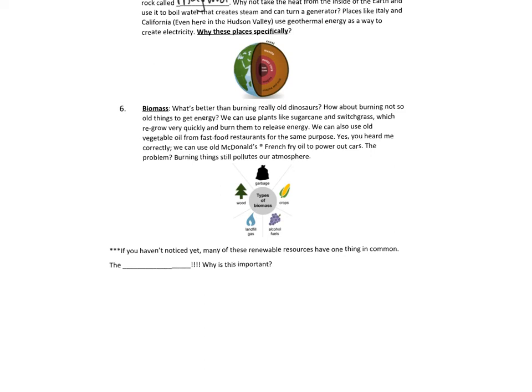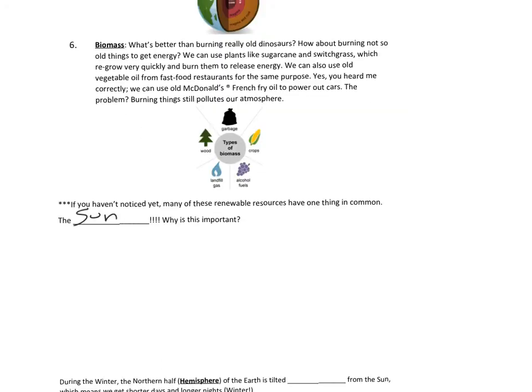I have been driving behind vehicles that do have that conversion in their car, and the exhaust that comes out of the back of the vehicle smells like French fry oil. It's pretty interesting. If you haven't noticed, out of the 6 different kinds of renewable energy that we've talked about so far, many of them have one thing in common. And that one thing in common is the sun. That's incredibly important. Why is it incredibly important? Because the sun isn't going anywhere. We have hundreds of millions of years of life left in the sun.